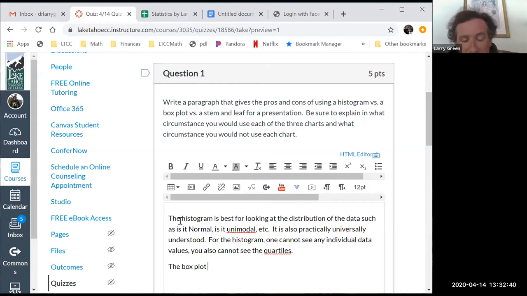So it clearly shows the minimum and maximum. Turns out so does the stem and leaf. Yeah, the middle 50% is the biggie, and I'm going to write even more important.